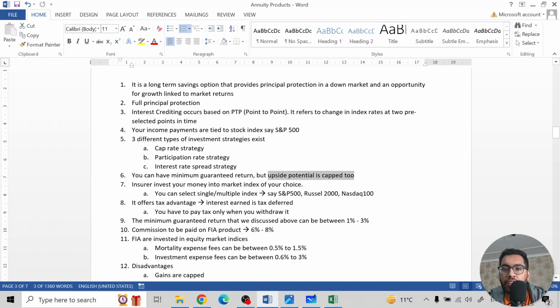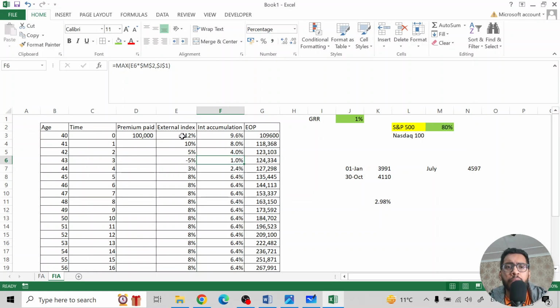But your upside potential is limited too, because it will happen in one of these strategies, or it can be said in general as well, that the maximum accumulation that we will provide you is 10%. So you can apply one more condition where you are saying that will be the maximum that we will provide you, for example 10%. If the interest accumulation is higher than 10%, then we are going to provide you with the 10%. That is a cap.